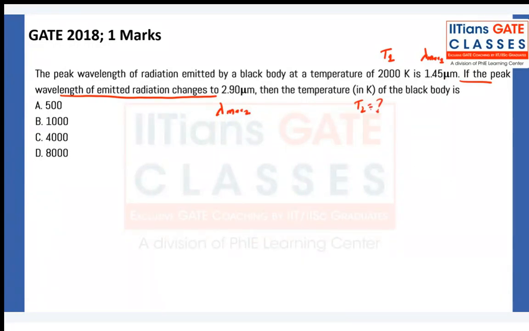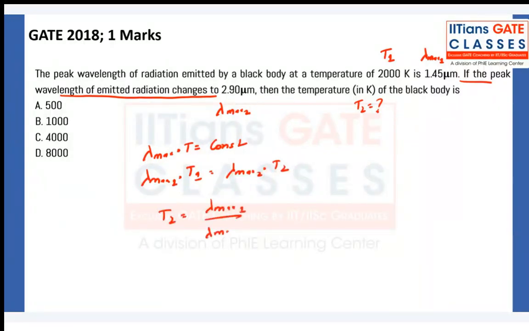Yes, Sean and Sahil both are correct. I know lambda max into T is equal to constant. So lambda max 1 T1 is equal to lambda max 2 T2. I need to find out T2. So lambda max 1 upon lambda max 2 into T1. Lambda max 1 is 1.45, lambda max 2 is 2.90. This is 2, this is 1000, and this is 1000 Kelvin. Clear? Chalo, let us move on to the next question.